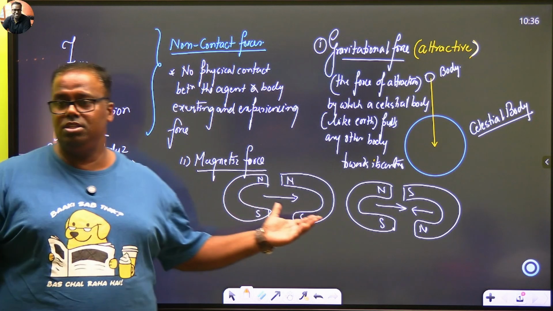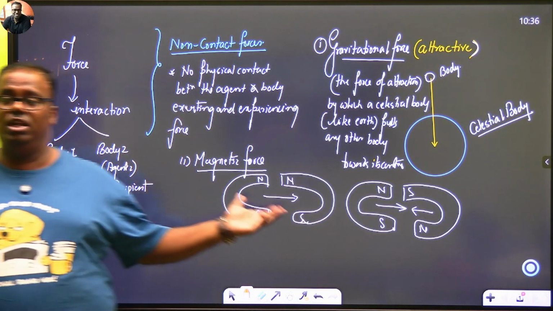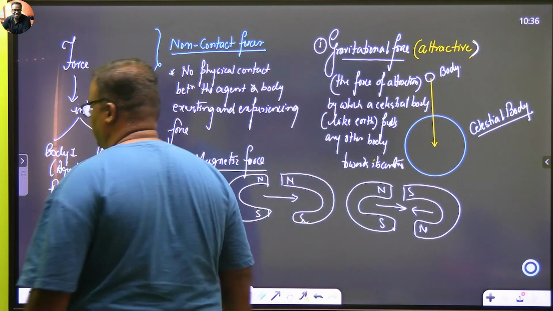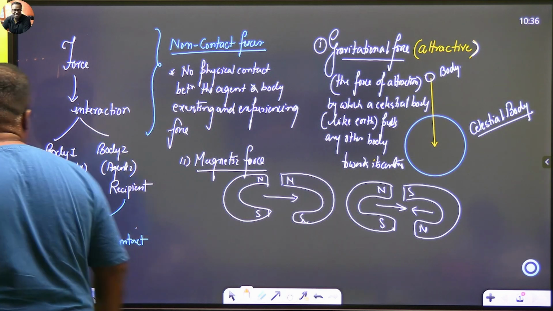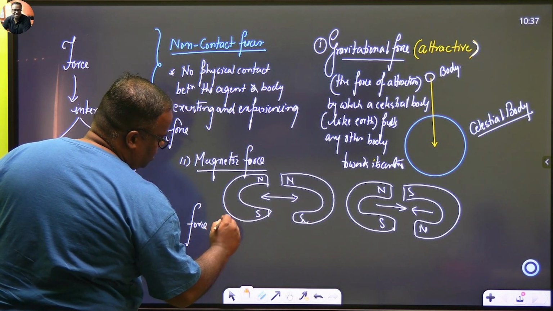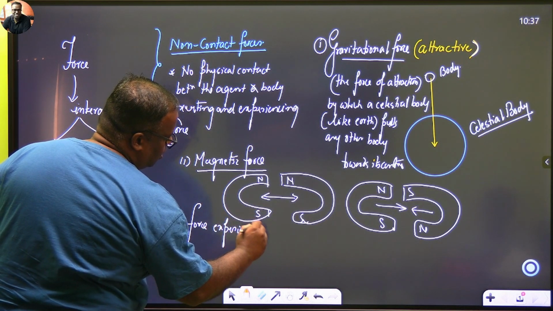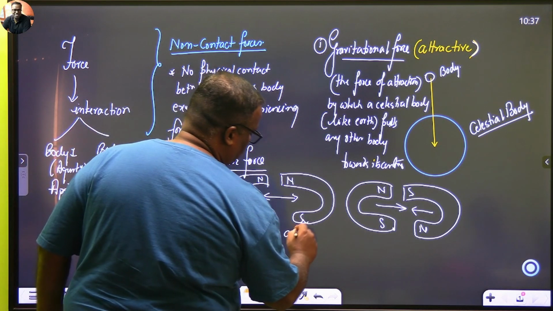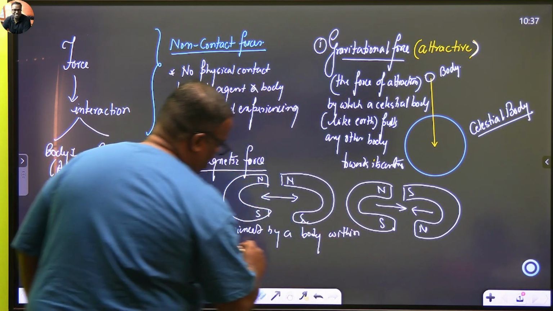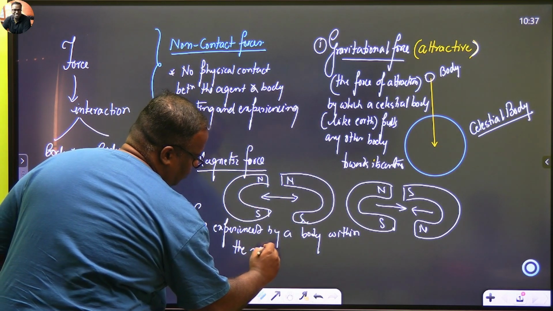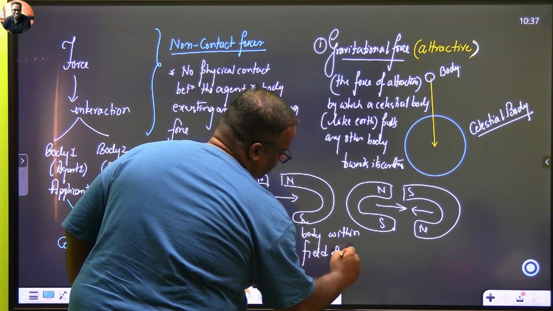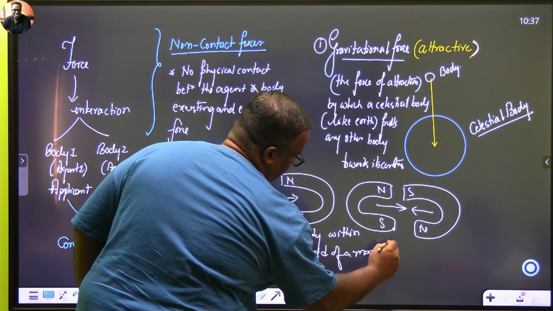What is magnetic force? The force experienced due to the magnetic field of a magnet, magnetic body. Force experienced by a body within the magnetic field of a magnet, within the magnetic field.